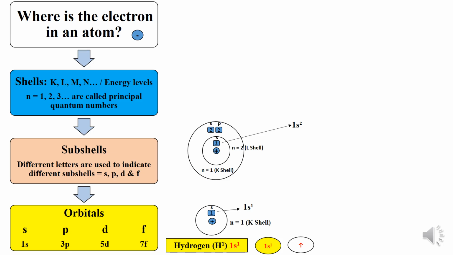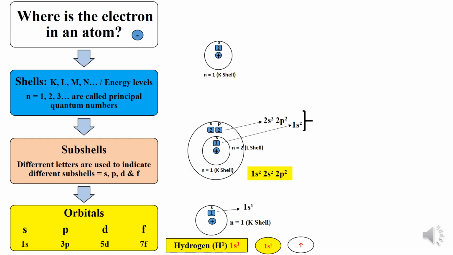So 1s2, because two electrons are present in the 1s orbital, 2s2, because two electrons are present in the 2s orbital in the second energy level, and 2p2, because two electrons are present in the 2p orbitals in the second energy level. And hence the electronic configuration of carbon is 1s2, 2s2, 2p2.